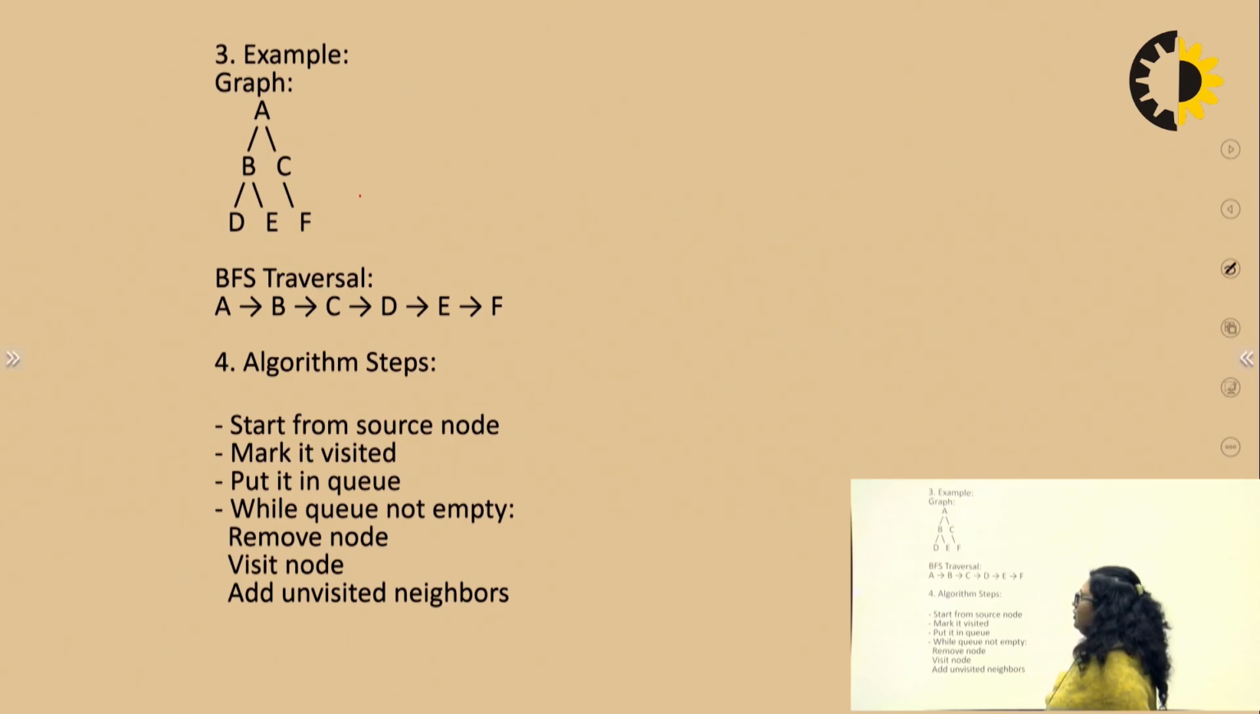If we go for the algorithm steps of BFS, we start from the source node. Then we mark it as visited and put it in the queue. We check whether our queue is empty or not. While our queue is not empty, we remove a node, visit the node, and add the unvisited neighbors to the queue.